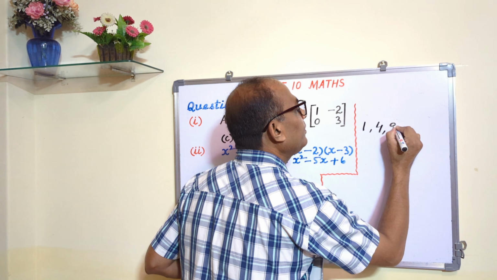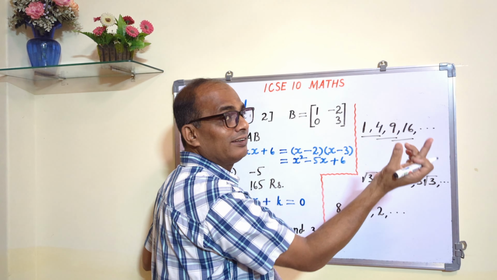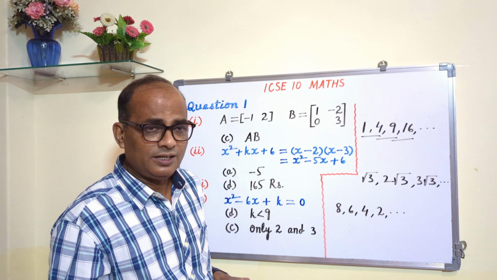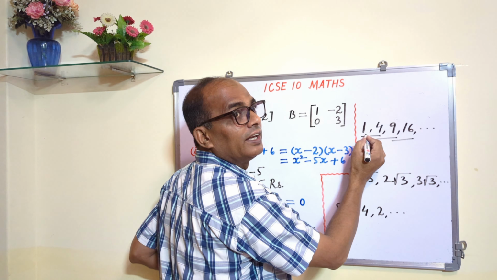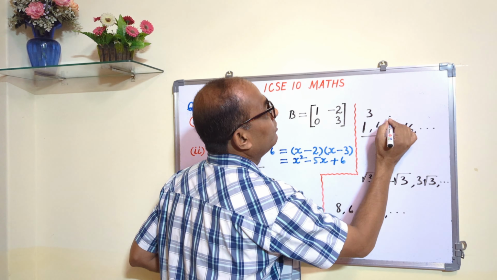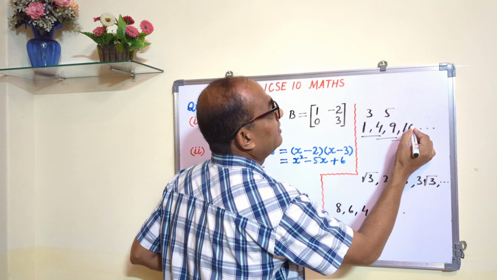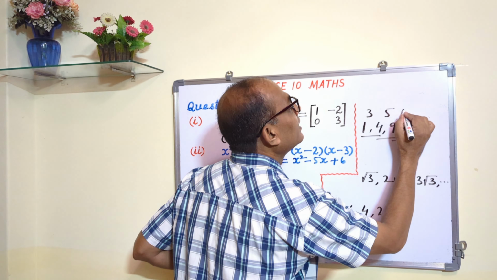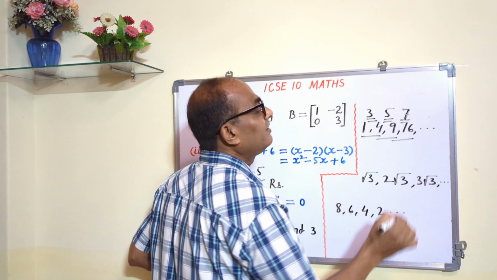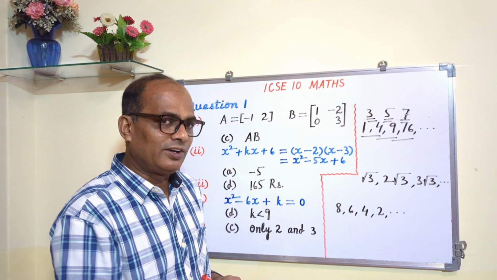That means the difference between 1 and 4, or the difference between 4 and 9, or the difference between 9 and 16, every time you should get a constant. If you are getting a constant, that means it is an arithmetic progression. So 4 minus 1 is 3, and 9 minus 4 is 5, and 16 minus 9 is 7. Are we getting a constant? No. We are getting 3, 5, 7. So this is not an arithmetic progression.